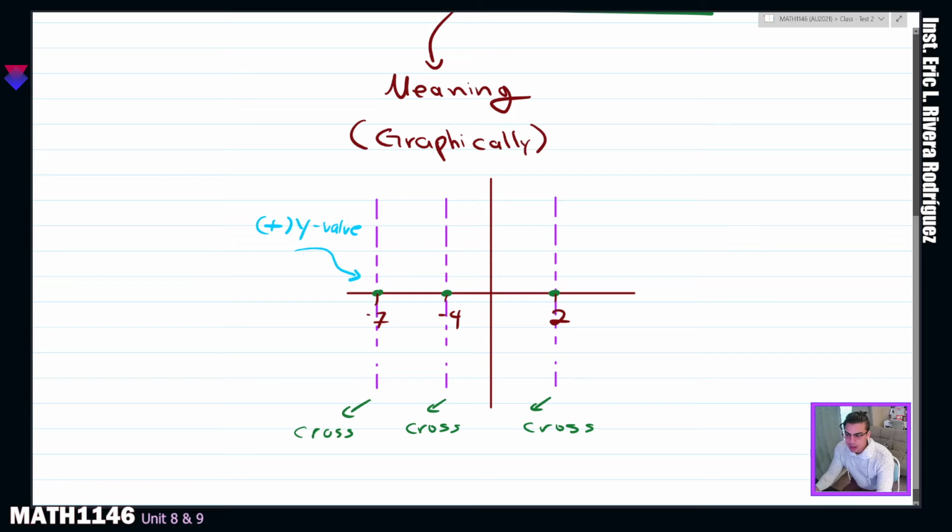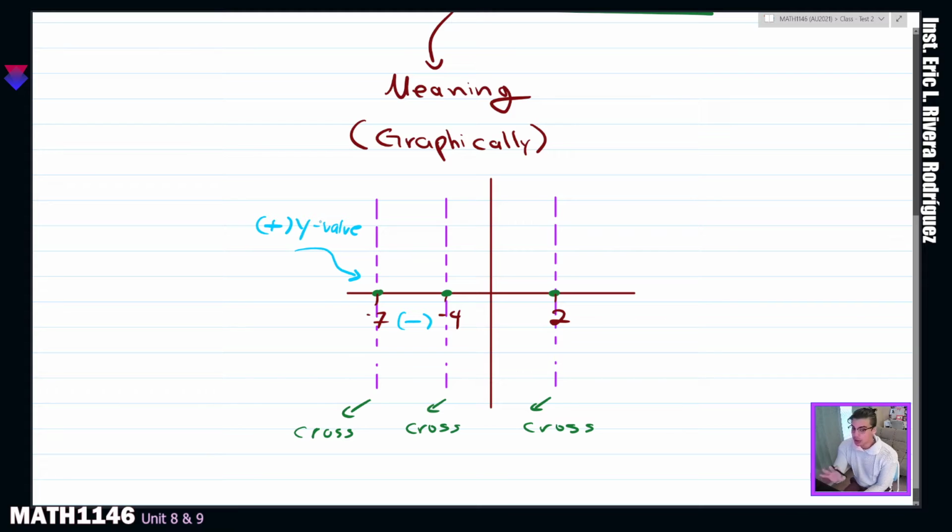So because the graph crosses the x-axis at -7, in this region here, are we going to have a positive value or a negative value? Or in other words, is the graph going to be above the x-axis or below the x-axis? It is going to be negative. So it means that the graph will go from above the x-axis to below the x-axis. In other words, the y value is going to be from positive to negative.